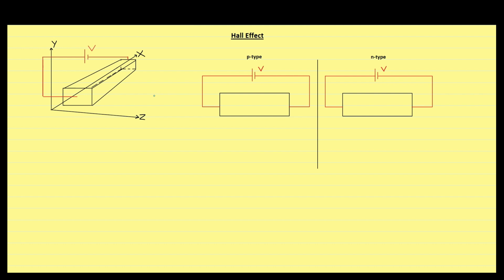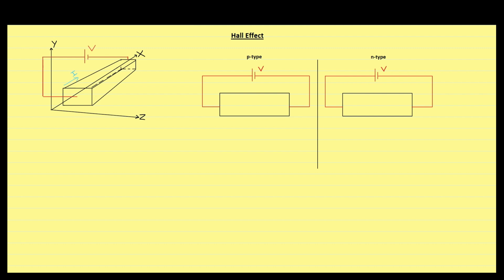Suppose that we have a semiconductor connected to an external battery as shown in the figure. This battery will result in a current which will be flowing in the positive x direction. In this lecture, the orientation of axes is very important, so be careful with them.